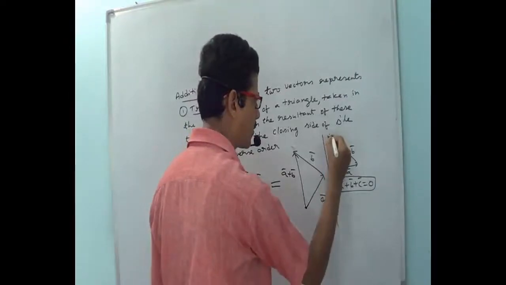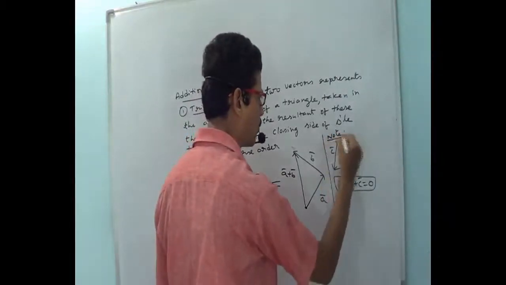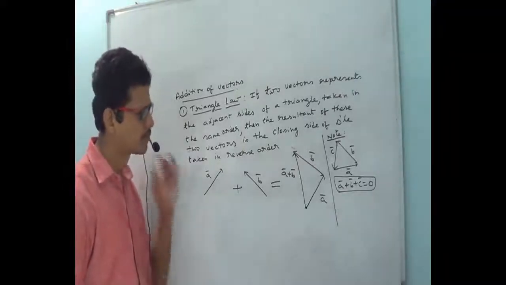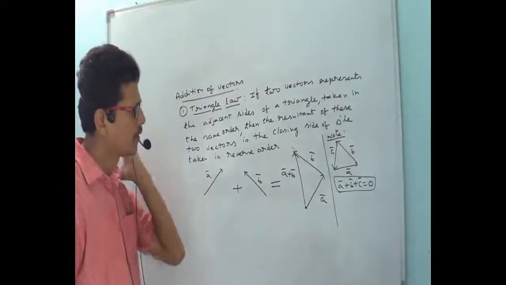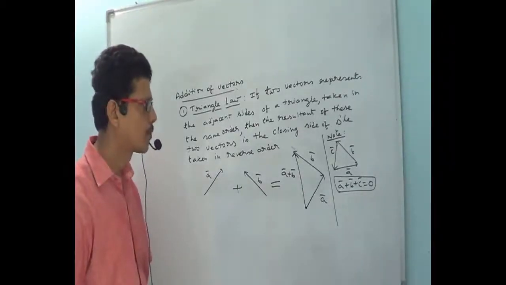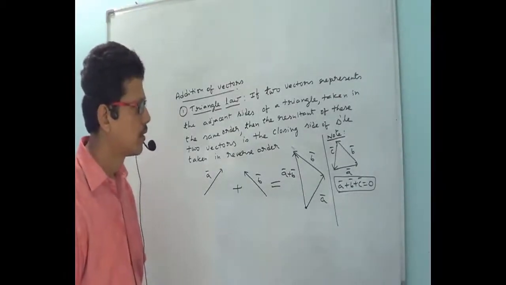Note this point. Next, this is the triangle law of vectors. Shall we go for polygon law?